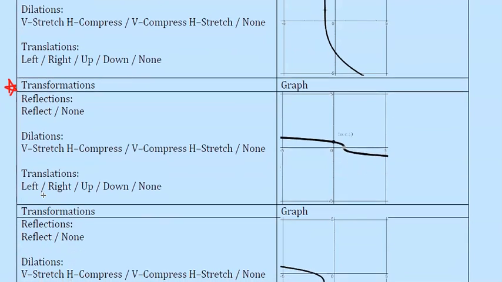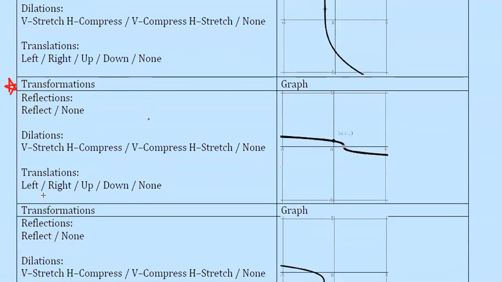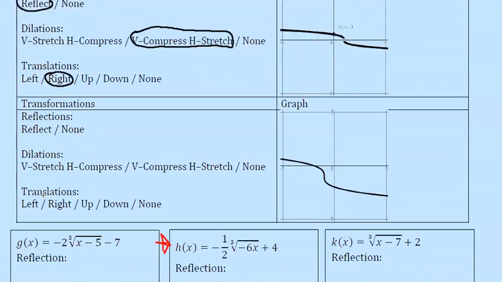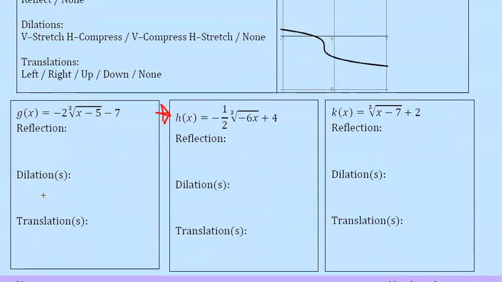So on this one, our transformations looks like it does reflect, and for dilations, it has a vertical compression or horizontal stretch depending on the context of the function. And then the translations, it went right. So the center went right from the origin. Okay, let's look at this one.